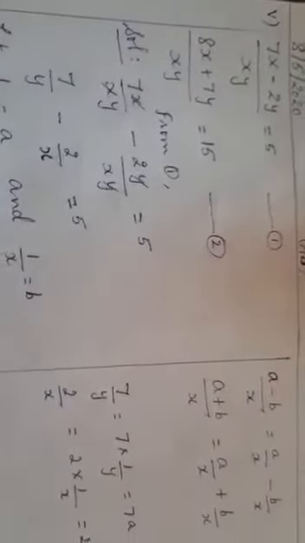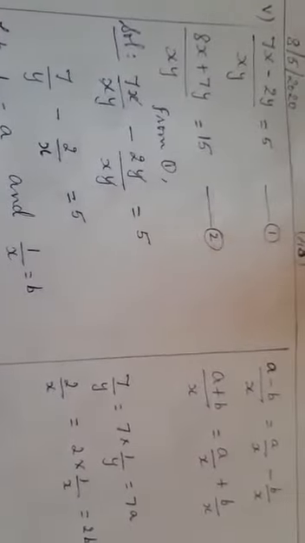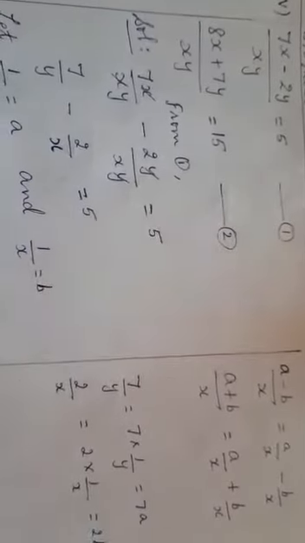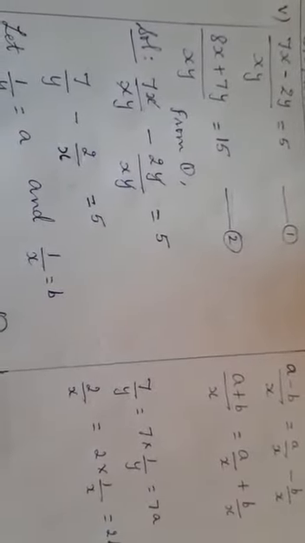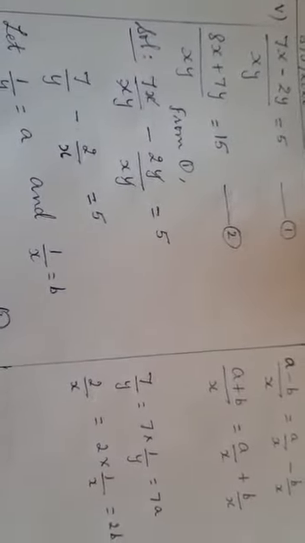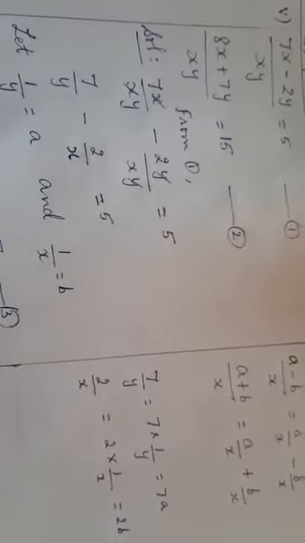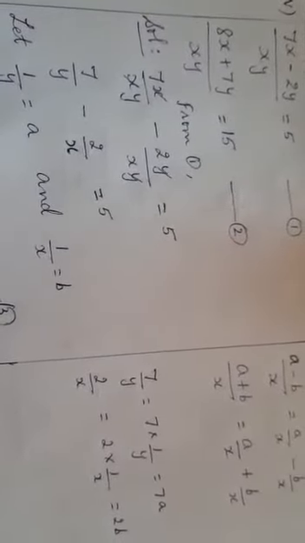Today we are going to solve the fifth problem in exercise 3.6. (7x - 2y)/xy = 5. Take this as first equation. (8x + 7y)/xy = 15. Take this as second equation.